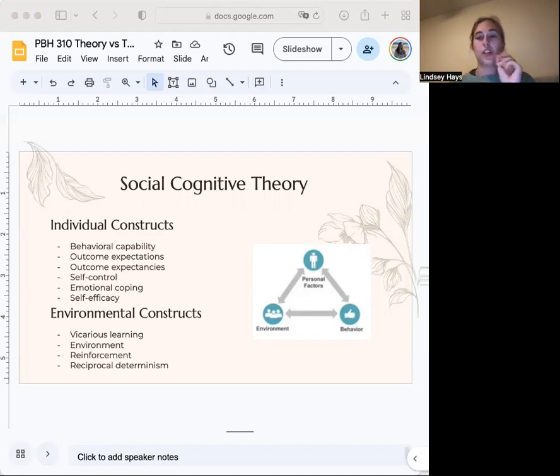So someone has to know that vaping is bad in order for them to quit vaping. So that's individual. Then for outcome expectations, it's the hope that quitting vaping will make them feel better or they'll be able to breathe better. So that's an expectation of quitting vaping. Then outcome expectancies is the value that they place on that.